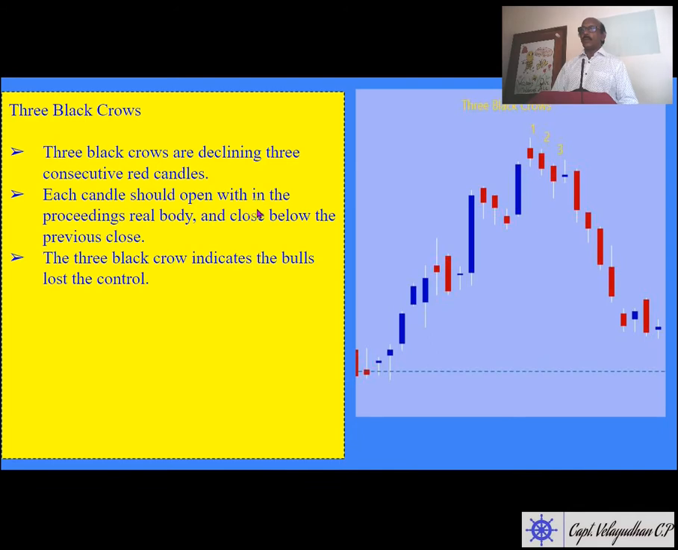Each candle should open within the preceding real body and close below the previous close. This is closing below the previous one. This closed below here. This closed below here. All open within the same body, but closed below the real body of the preceding one. Three black crows indicate the bulls lost control of the market. It's a clear indication the market is going to be in a downtrend.